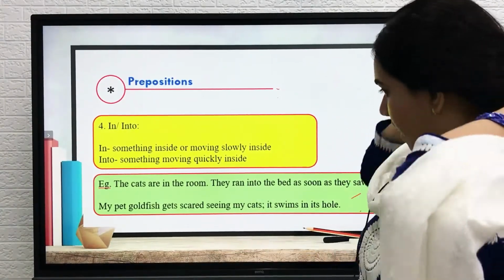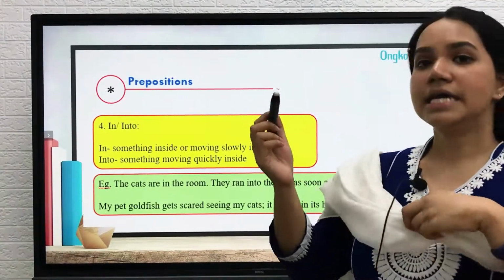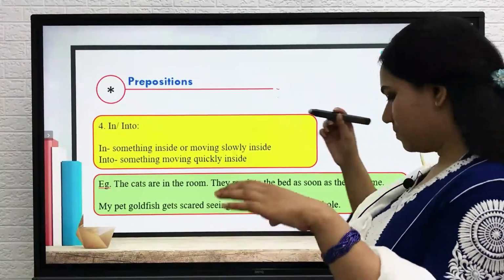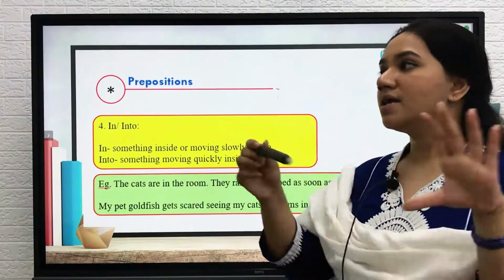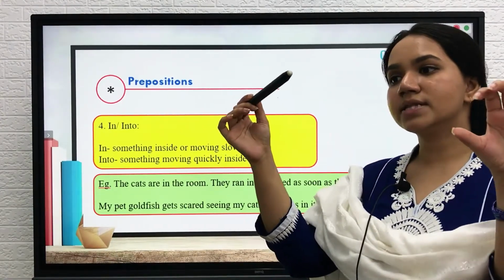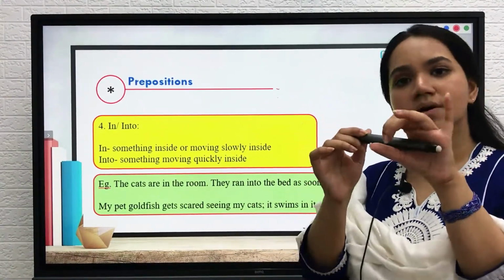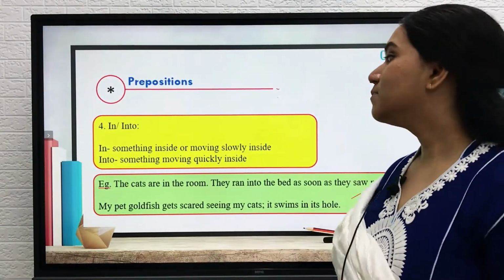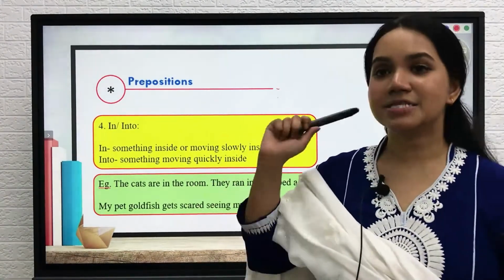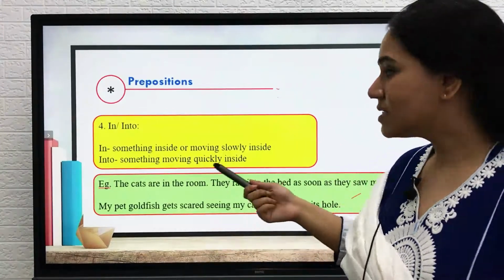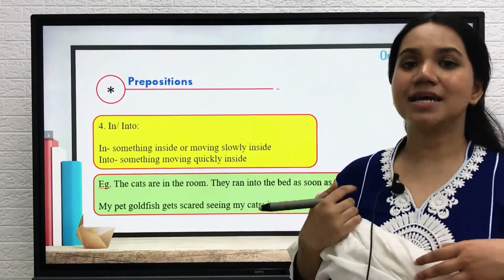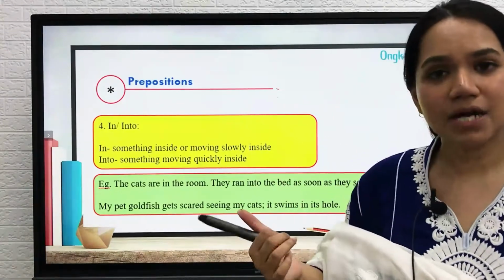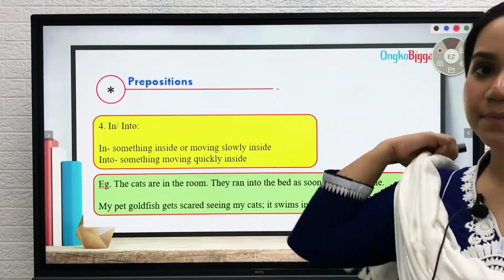Like right now, this pen is in my hand. This pen is in my hand. And if I'm slowly moving the pen in my hand, it's also in. But moving into means it's moving very fast. Let's look at these examples. The cats are in the room. This means that the cats were in the room from a long period of time beforehand.